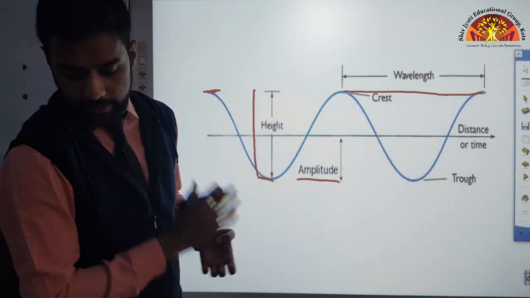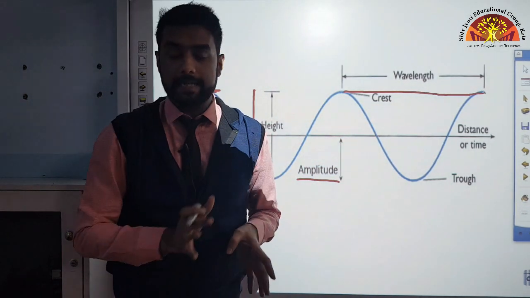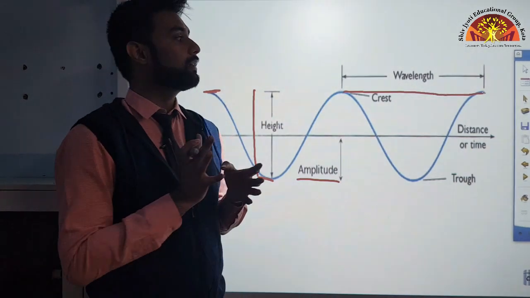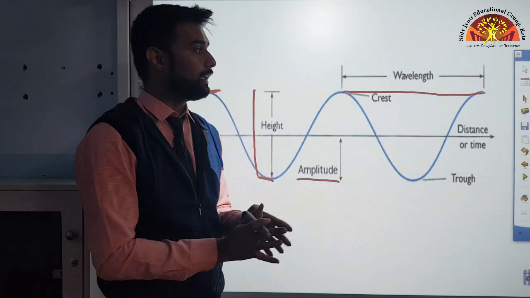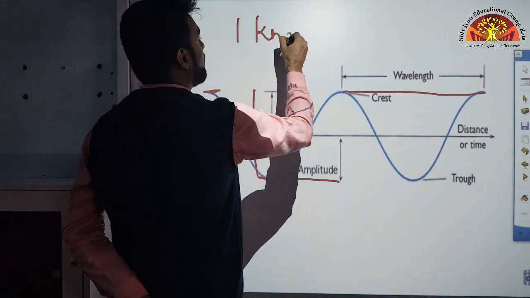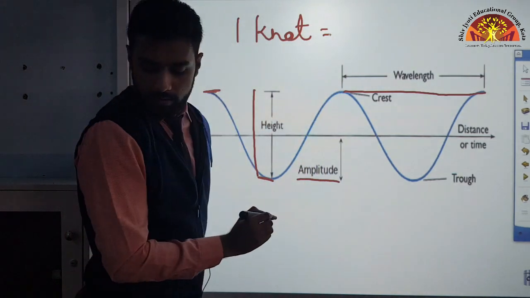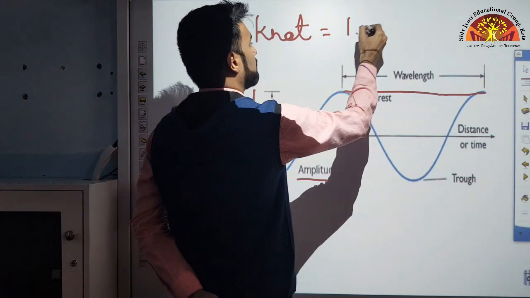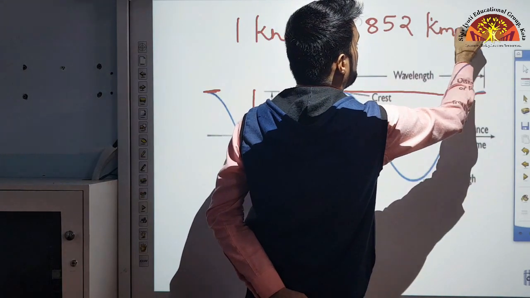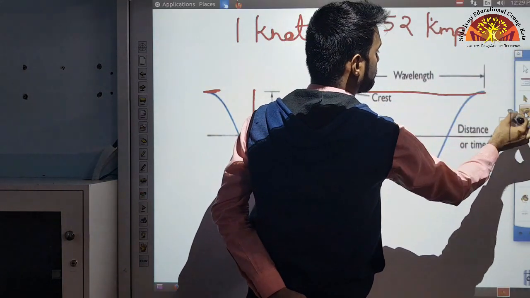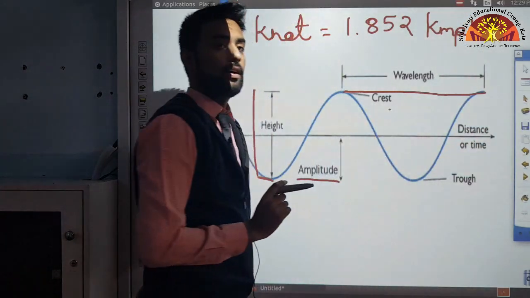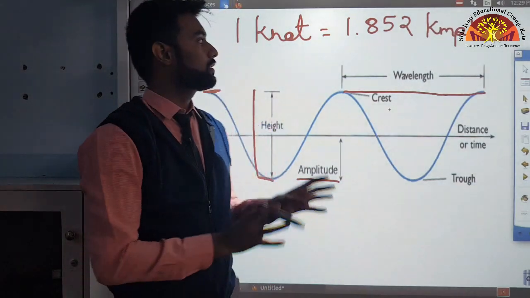Now, wave speed is the rate at which the wave moves through the water and is measured in knots. Now, what is a knot? A knot is the unit which we use to measure the speed of a wave. Just for your convenience, I am writing here: 1 knot is equal to 1.852 kilometer per hour. So, I hope you remember this. A knot is about 1.8 kilometer per hour, almost 2 kilometer per hour.